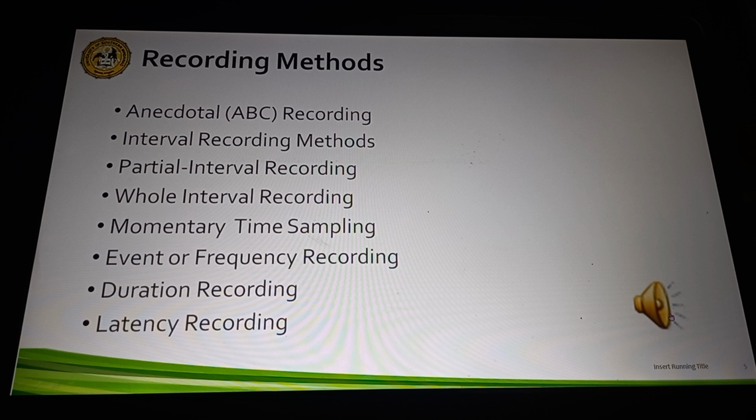But in whole interval recording, the behavior has to have occurred throughout the entire interval in order to be recorded as having occurred. Headbanging in the previous example would only be marked as having occurred if it lasted for the entire 30-second interval.